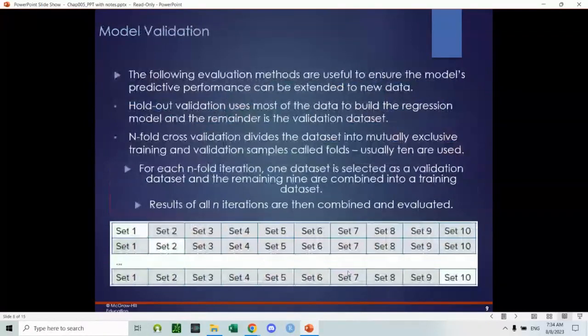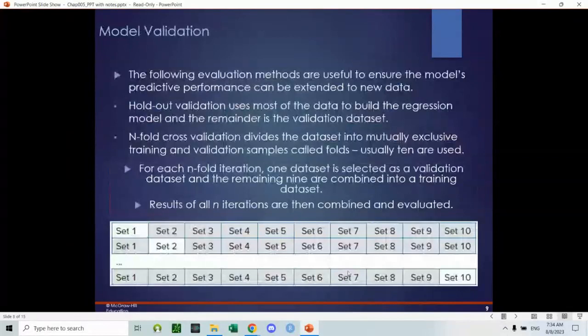Let's discuss some evaluation methods that are useful to make sure a predictive model will make appropriate predictions on new data. So there's something called the holdout validation. The holdout set uses most of the data, usually 2/3, so usually like a 70-30 split of the data to build the regression model, and the remainder is used to validate the model.